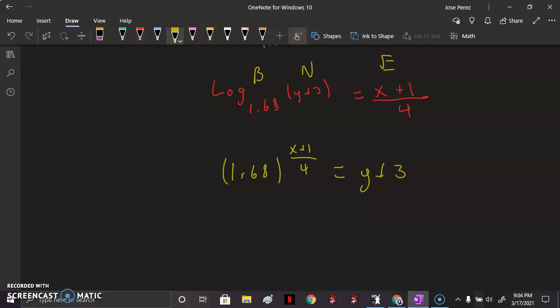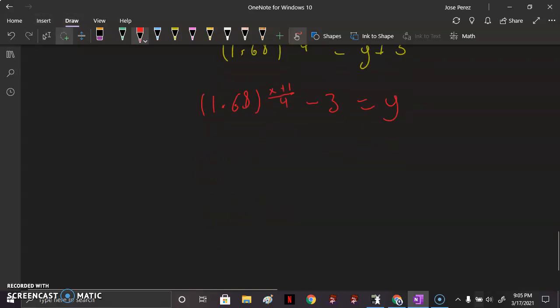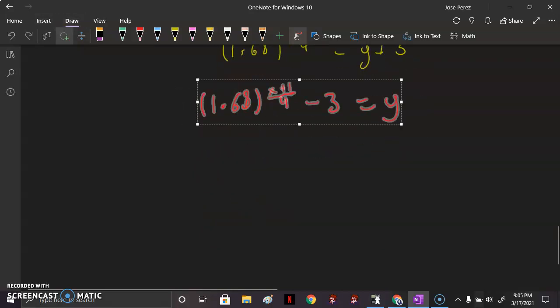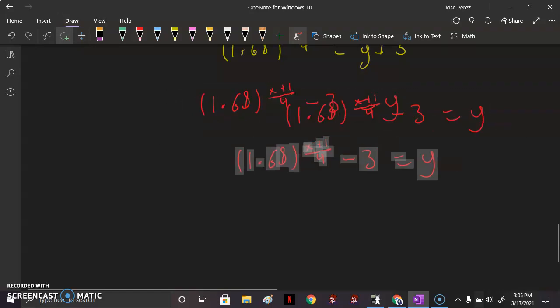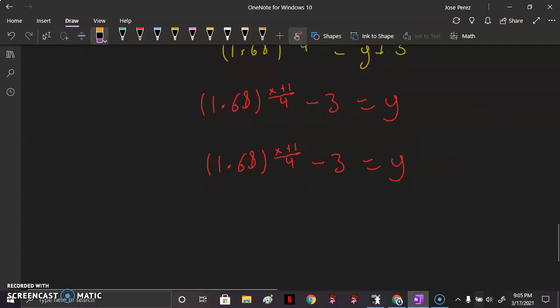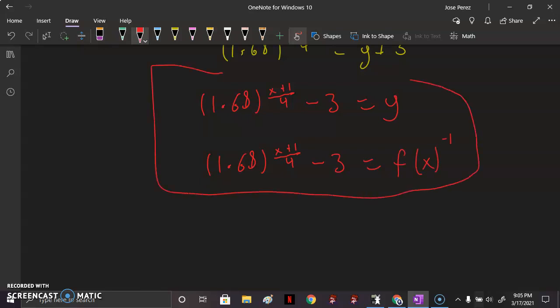And we're almost done. You can see that we're almost done, but what's lasting? Well, we have to move this 3 to this side, it'll be minus 3, so it'll be 1.68^((x+1)/4) - 3 equals y. And since we said we were going to do inverses, the proper way to call it is f^(-1)(x), and both of these answers are right. And I hope this helped.